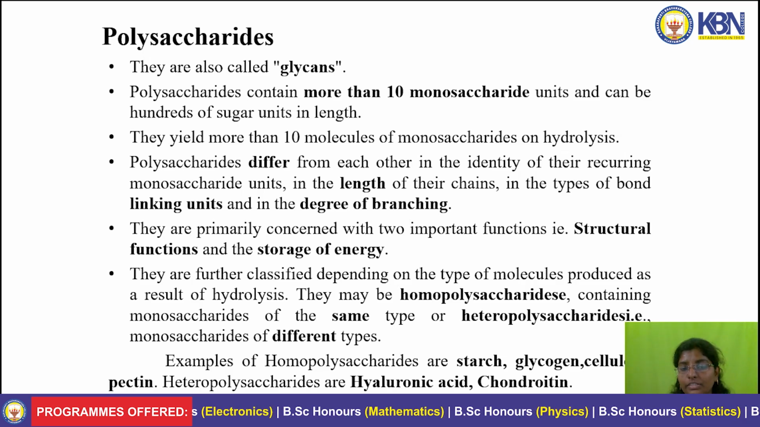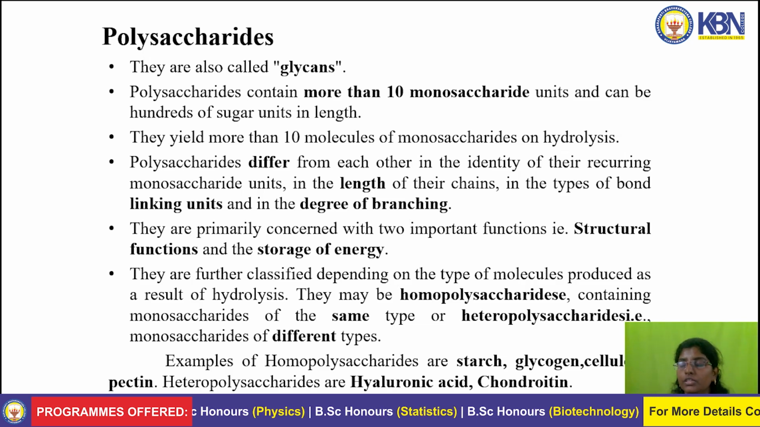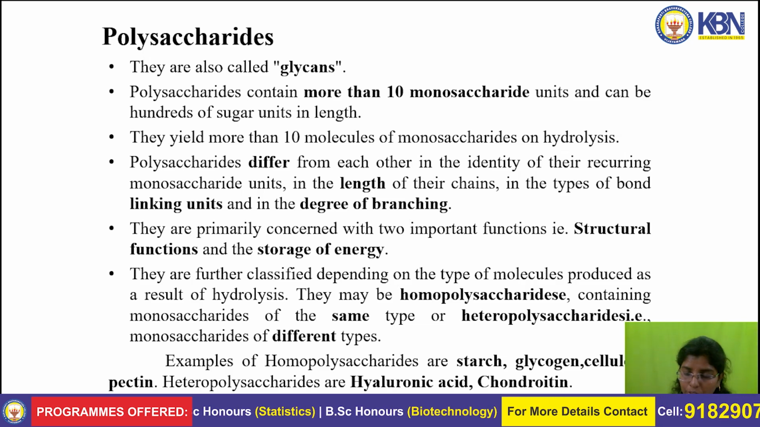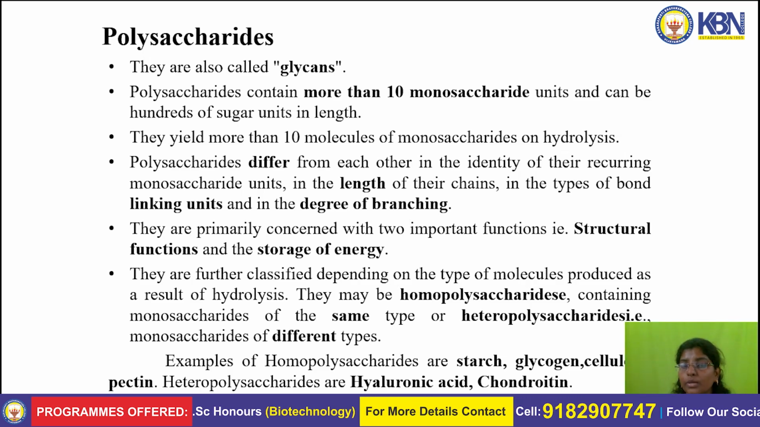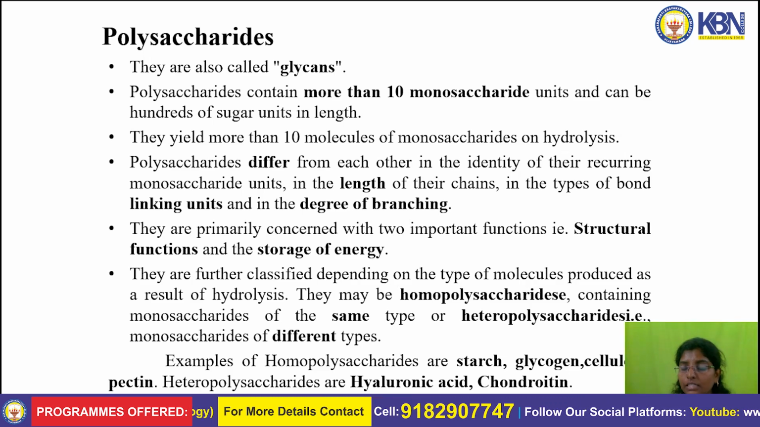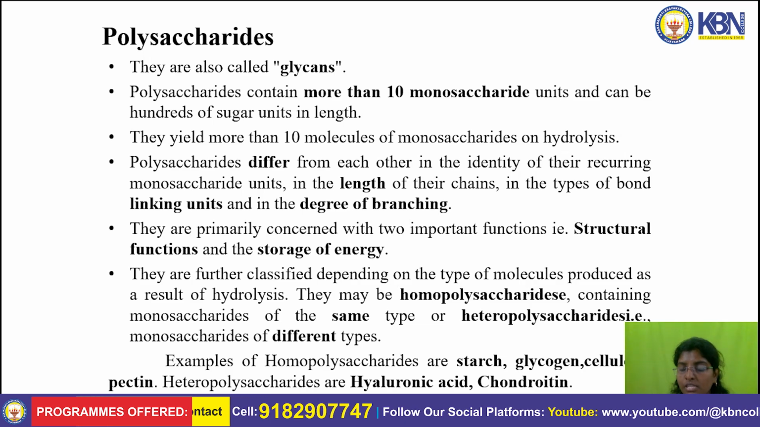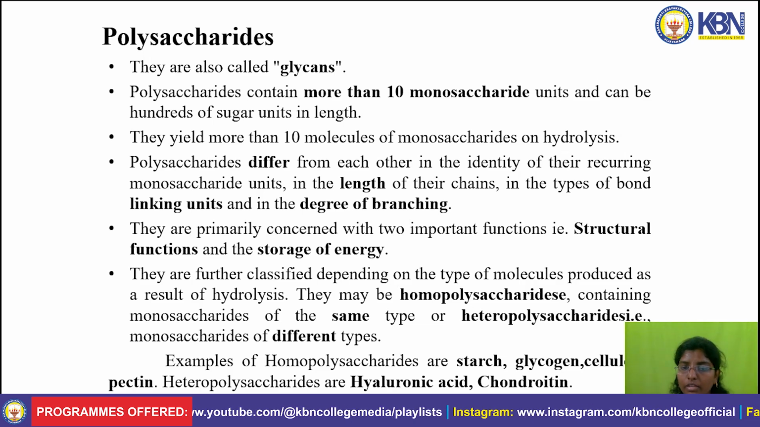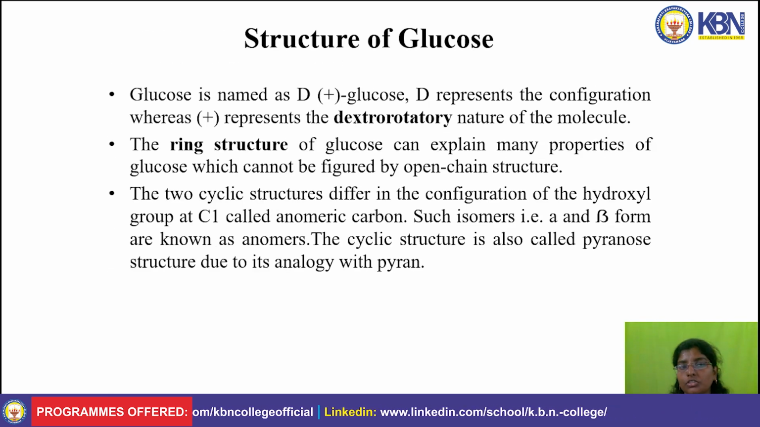It is further classified into two types based on the hydrolysis. First one is homopolysaccharides, next one is heteropolysaccharides. Homopolysaccharides, when they undergo hydrolysis, give the same type of monosaccharide units. Heteropolysaccharides, on undergoing hydrolysis, give different types of monosaccharides. Homopolysaccharide examples are starch, glycogen, cellulose and pectin, and the heteropolysaccharides are hyaluronic acid and chondroitin. Next, the structure of glucose.